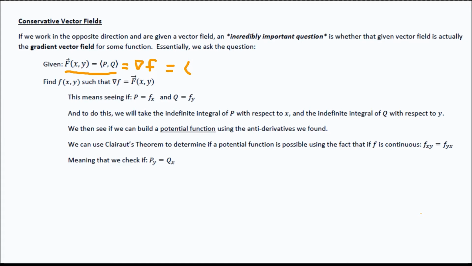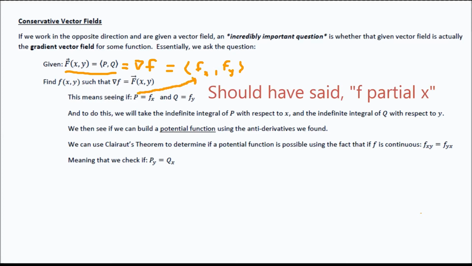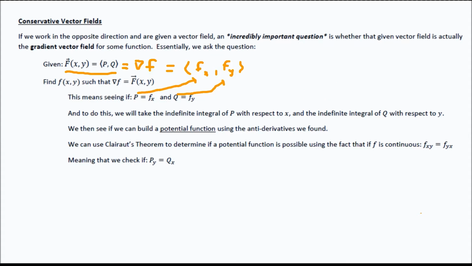And again, that means f partial x, comma, f partial y. Can I make those match up? Does P equal my f partial x? Does Q equal my f partial y? Now, to see if this is true, we want to take the indefinite integral of P with respect to x, and again, working backwards, the indefinite integral of Q with respect to y, and then see if we can build what's called a potential function from those two results.